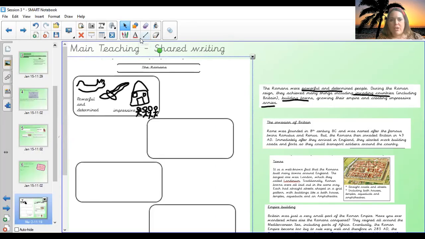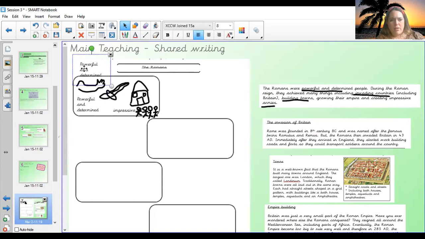Paragraph 2 is the invasion of Britain. I'd like to remember that I've got a subheading, so I'm actually just going to write my subheading. The invasion of Britain. I'm going to underline that because subheadings are always underlined.